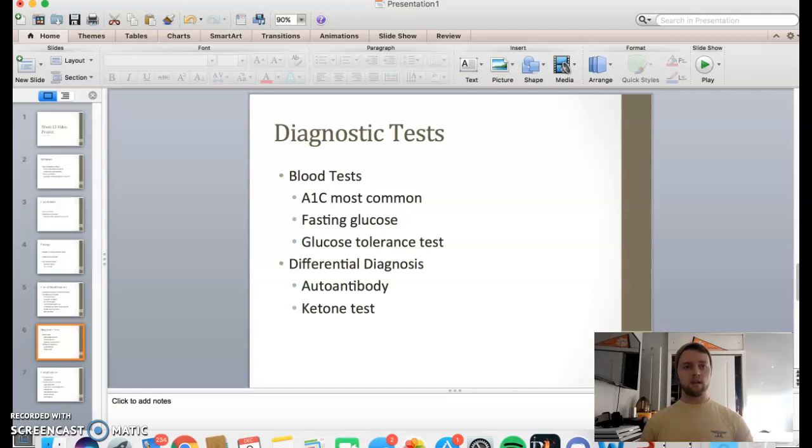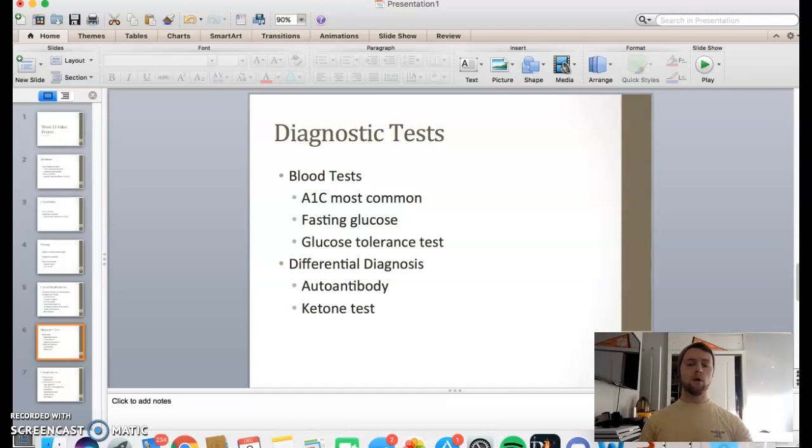There's also a glucose tolerance test, which is done after a meal to see how quickly or how long it takes for the glucose to lower and for the insulin to act. And if it took too long and your blood sugar levels remained high, then that would also be indicative of diabetes. All those can tell us if we have diabetes, but then you need to get into type 1 versus type 2, and that's where differential diagnosis tests come in.